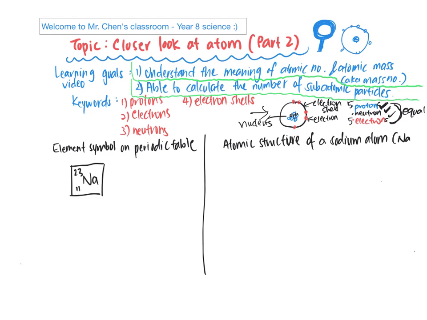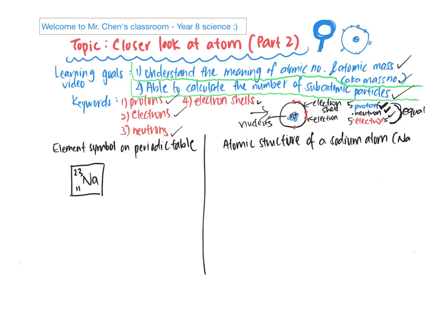So let's get into what I would like you to get out of this part 2. In part 2, the learning goal will be understanding the meaning of atomic number and atomic mass, also known as mass number. After this you will be able to calculate the number of subatomic particles. The keywords will be protons, electrons, neutrons, and electron shell.